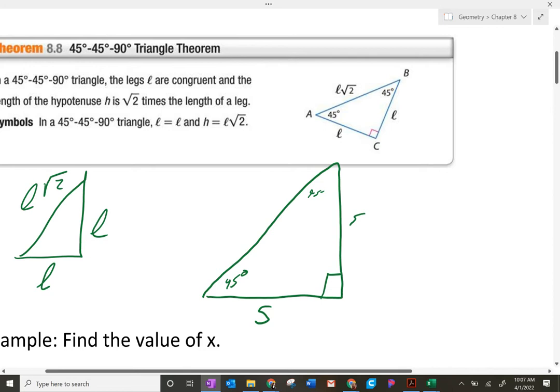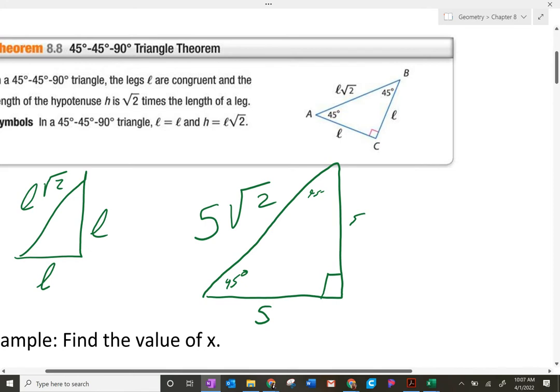So if these ones are both 5s, I don't have to do Pythagorean's theorem. I don't have to try to do all these extra steps. I got 5, I got a 5. So my hypotenuse for this one is going to be that exact same number, and then I just get to add the radical 2 onto it.